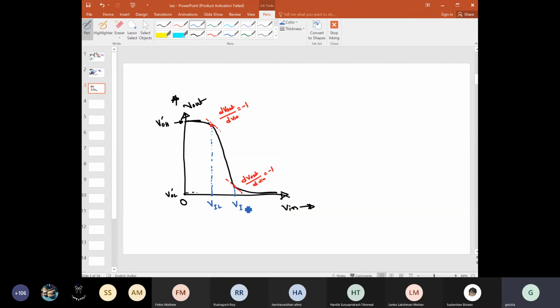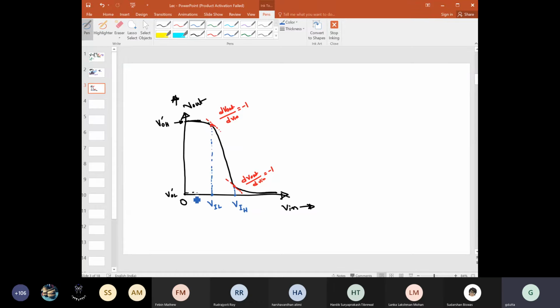I think the H is not clear, so let me make it clear. So this is VIL and this is VIH. Fine. If we say that this point is VIL, then VIL signifies the maximum value of input voltage for which the output is expected to be 1, means the logic high.